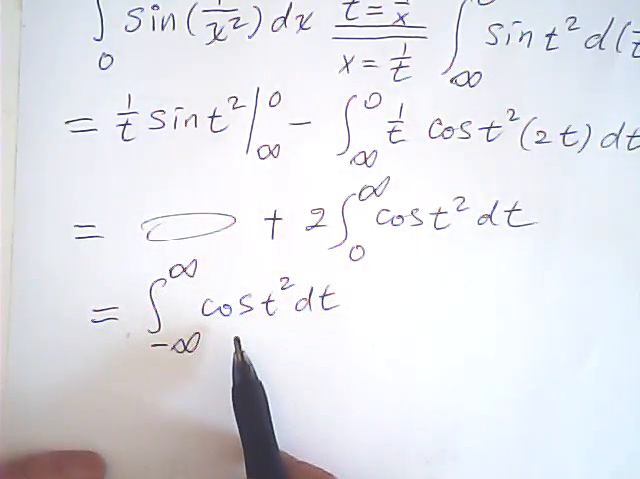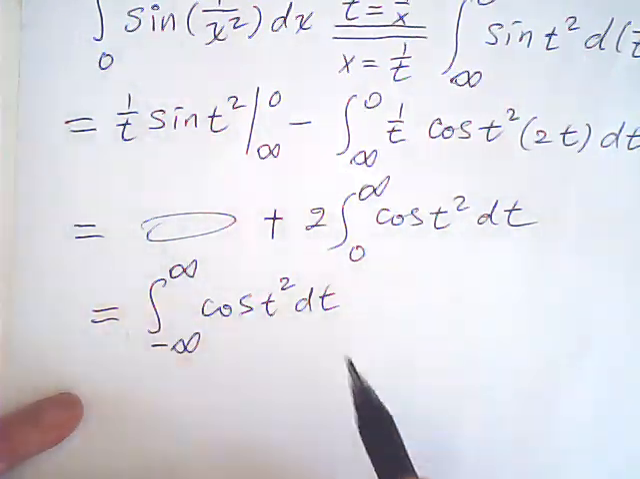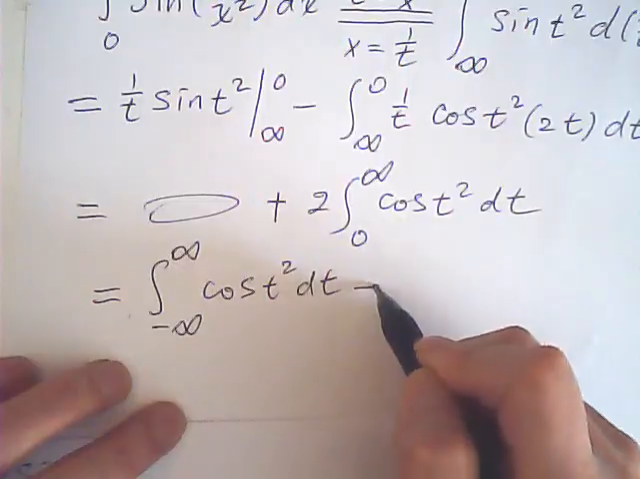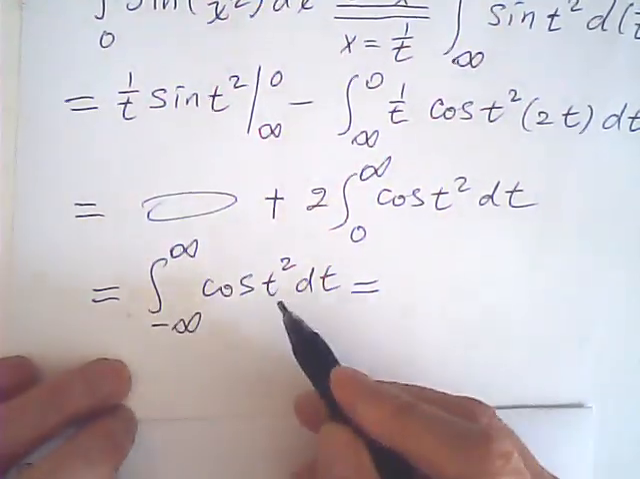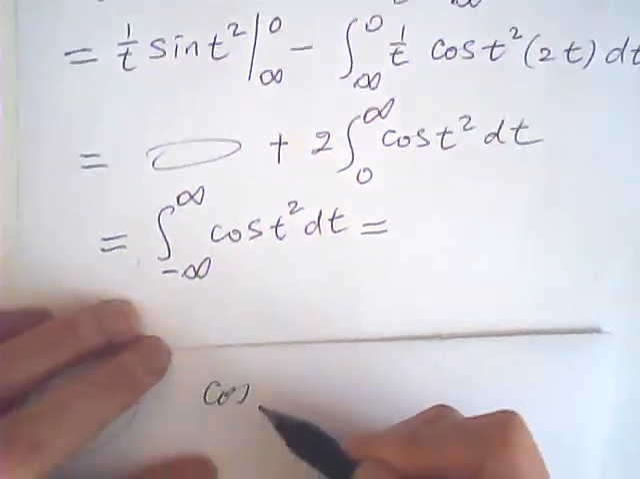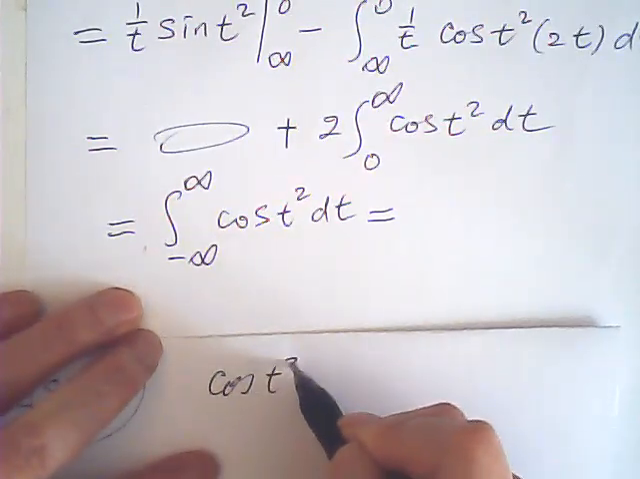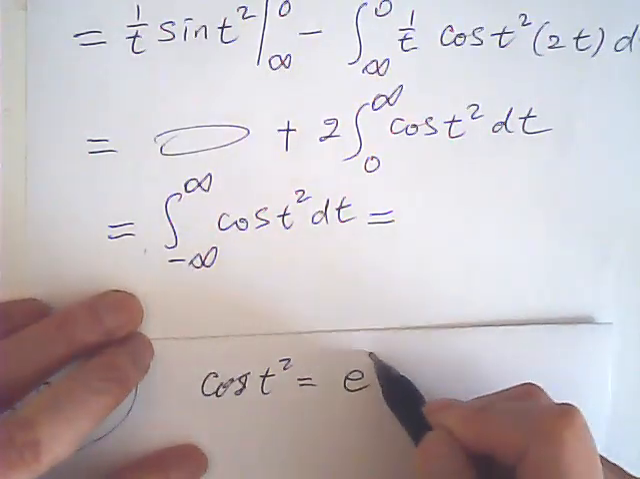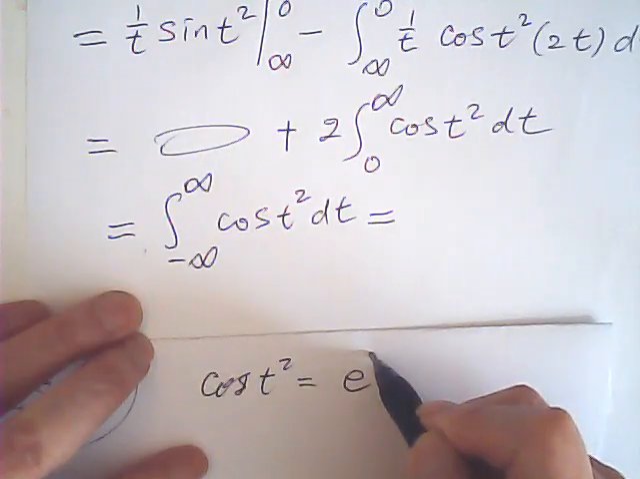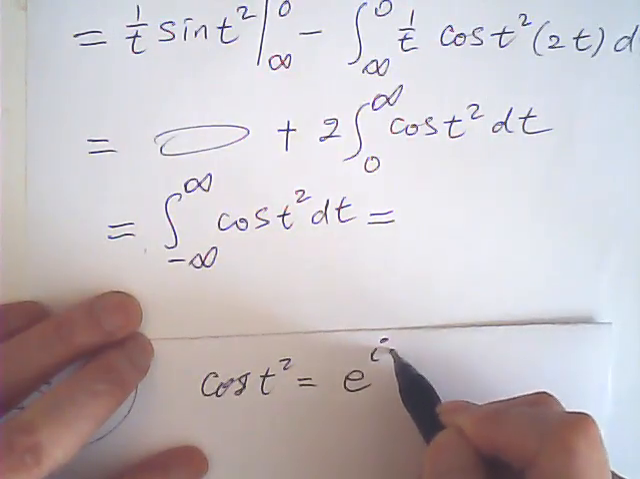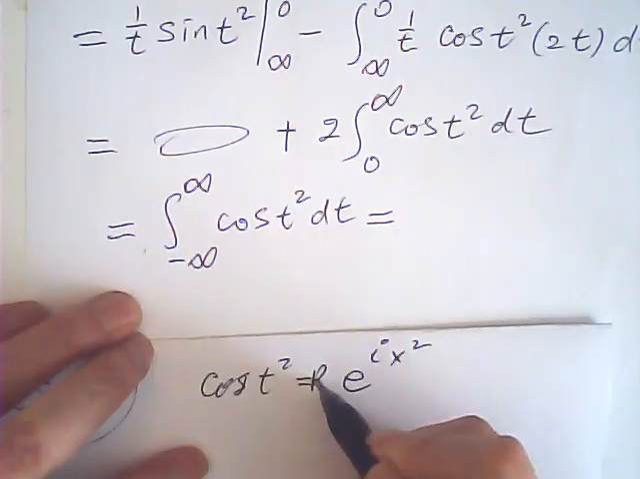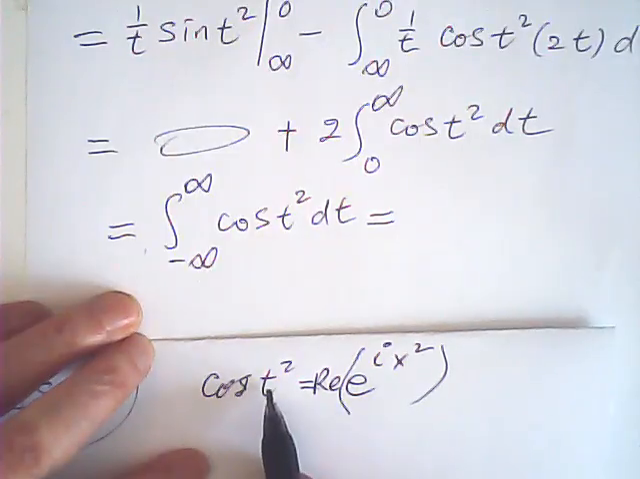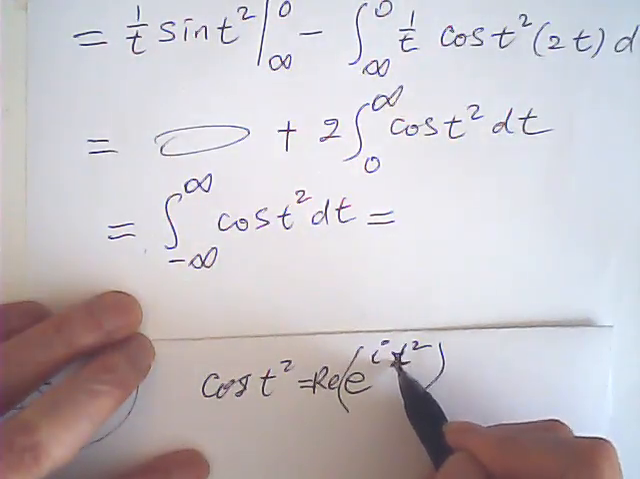Now, I change this one to complex number. The cosine t squared could be written as e to the i x squared, the real part, right? The real part of this one is the cosine t squared.